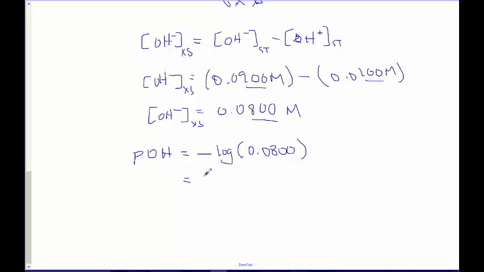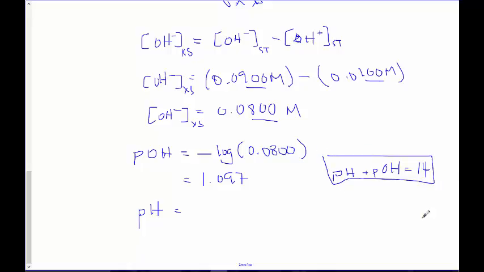Great. And now pH, as we know, is going to be equal to 14 minus the pOH. Remember that pH plus pOH added together give us 14. So if I want to find pH when I'm given pOH, I can simply move that pOH over to the other side, so I subtract it on both sides. So I've got 14 minus the pOH, so minus 1.097.